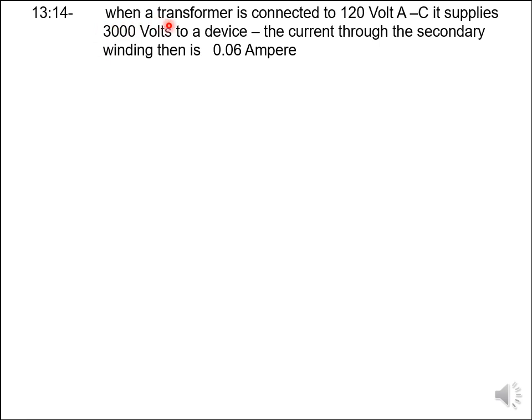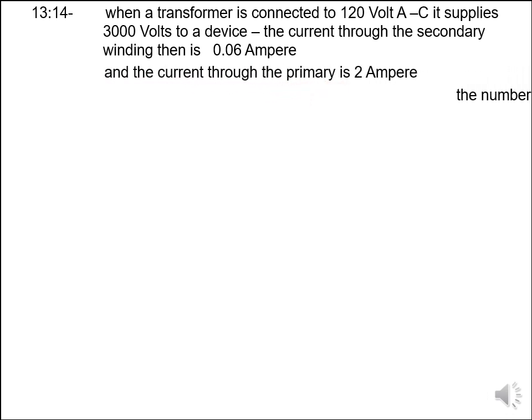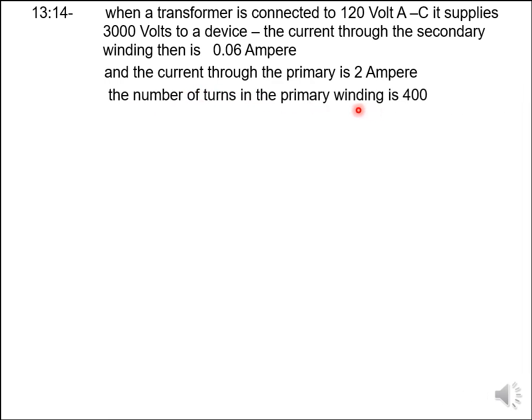When a transformer is connected to 120 volt يبقى ده ال V primary AC. It supplies 3000 volt to devise the V secondary. The current through the secondary winding is 0.06 the I secondary بالأمبير. Type and the current through the primary is 2 ampere. عايز ايه؟ عايز the number of turns in the primary coil او primary winding.